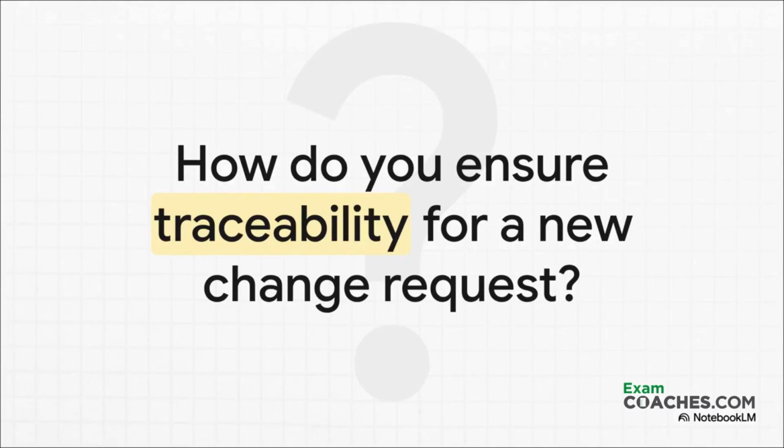So let's wrap this section up with one final, super common scenario. A change request comes in at the last minute. Which artifact is your safety net? Which one makes sure that this new request is properly linked back to an original business need, preventing that dreaded scope creep? Knowing this is absolutely key.